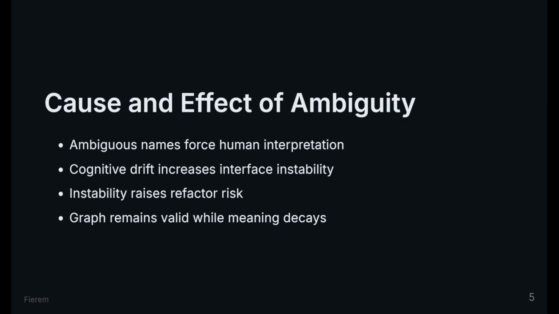When a variable lacks meaning, humans compensate. They guess, they search, they rename mentally. That creates cognitive drift. Drift increases interface instability. Instability increases refactor risk. Terraform's graph remains correct, but the team's understanding decays. Clean interfaces reduce entropy.